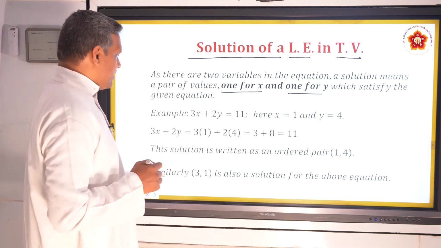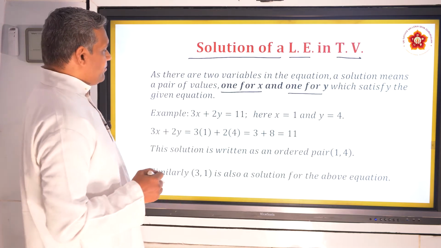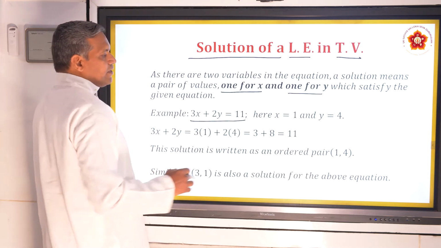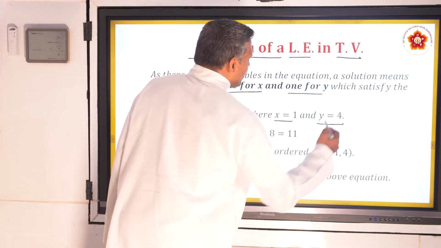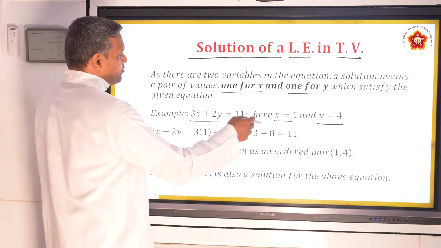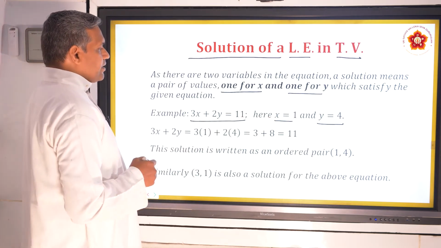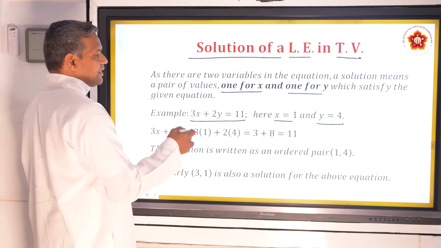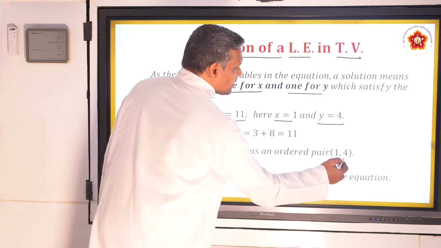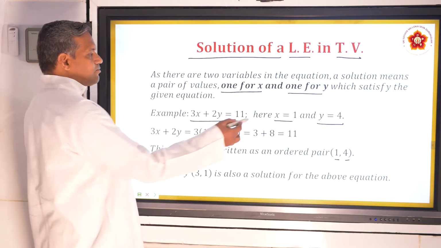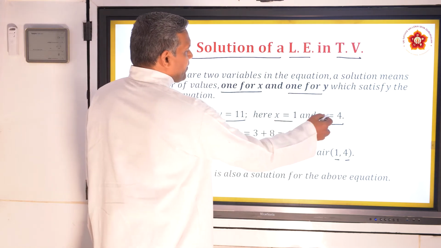So an example is given. Let us look into this example. 3x plus 2y is 11 is the given equation. They have given the x value and the y value also. Substituting and cross-checking whether this is correct or not is one way, but in a graph you are going to get the x coordinate and the y coordinate. That is the answer. So let us substitute x is 1 and y is 4.